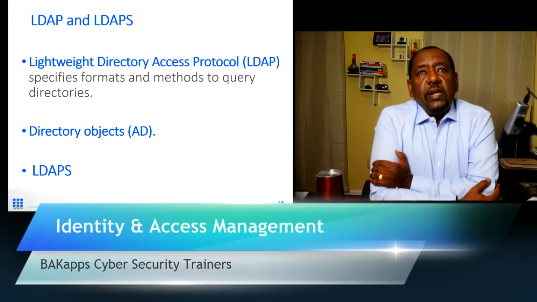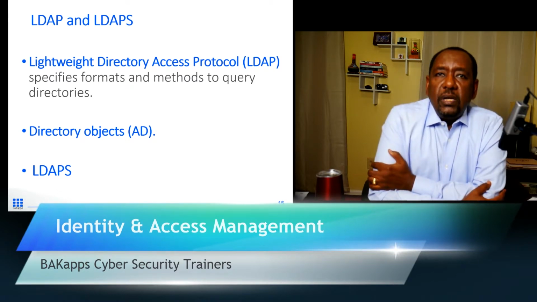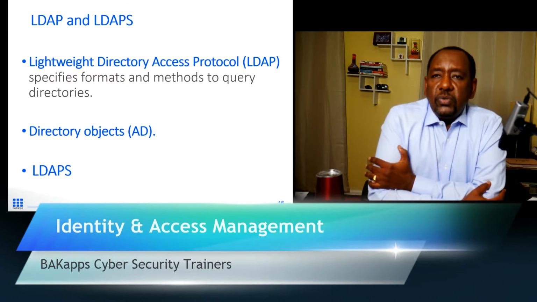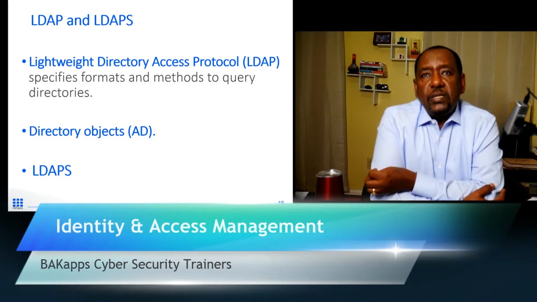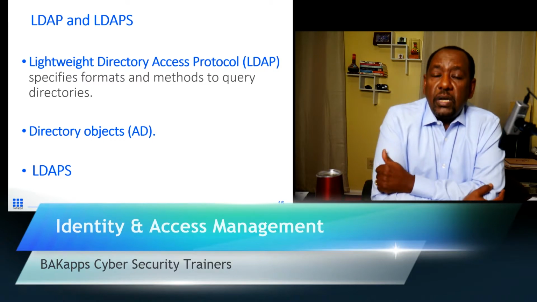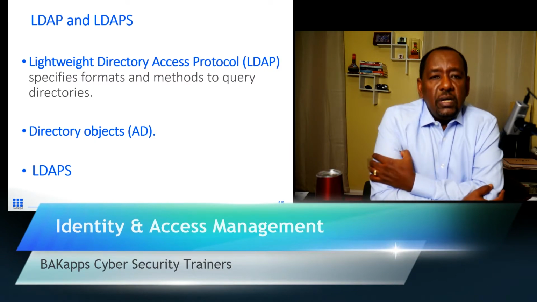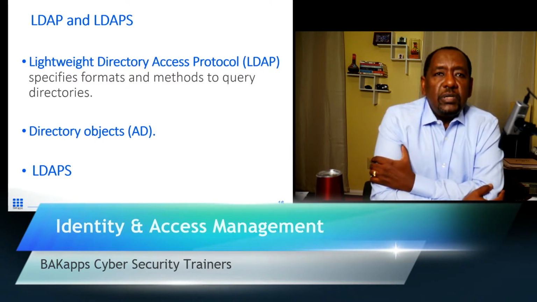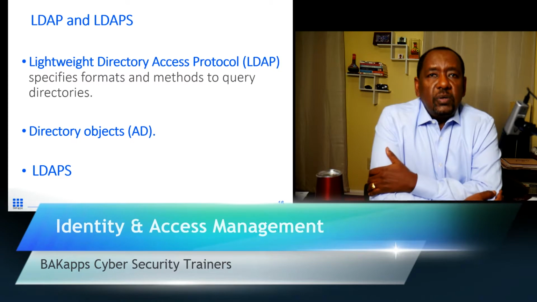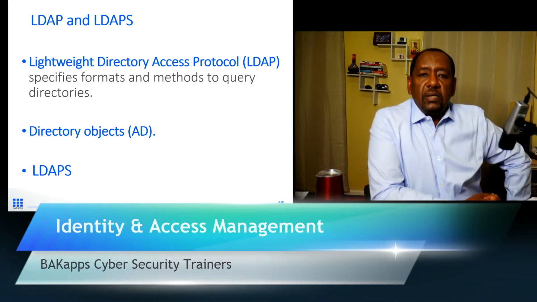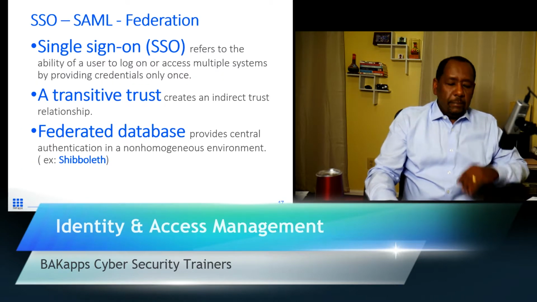Another authentication service is what they call LDAP and LDAP-S. LDAP is the Lightweight Directory Access Protocol. Usually when you are far away from the central Active Directory, we use the Lightweight Directory Access Protocol to get connected to the directory services to get an authentication service. We also have directory objects and LDAP-S. LDAP-S is a secured LDAP connection protocol that is using TLS. So basically, these are the most common authentication services.